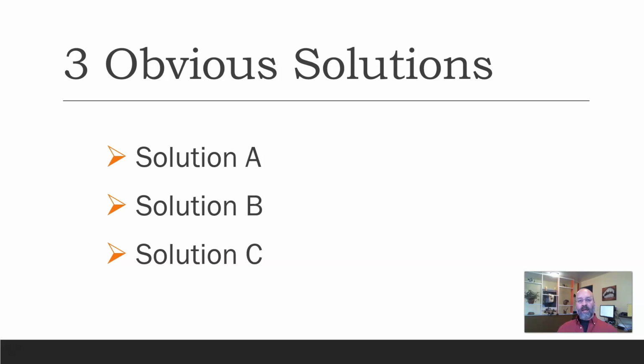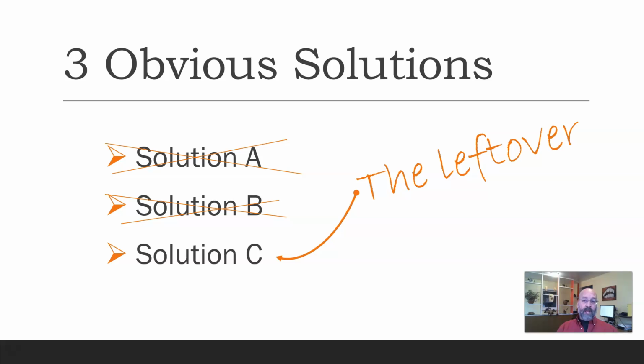We get together and I put down three obvious solutions to our problem, solution A, B, and C, and we chat about it and we decide solution A is too expensive. Solution B, we don't have the manpower for. So what we're left with is kind of the leftover. Maybe it doesn't have the firepower of solution A or B, but we can do it. So we all leave with this idea that it's what we have. It's not the best solution, but I guess it's practical.